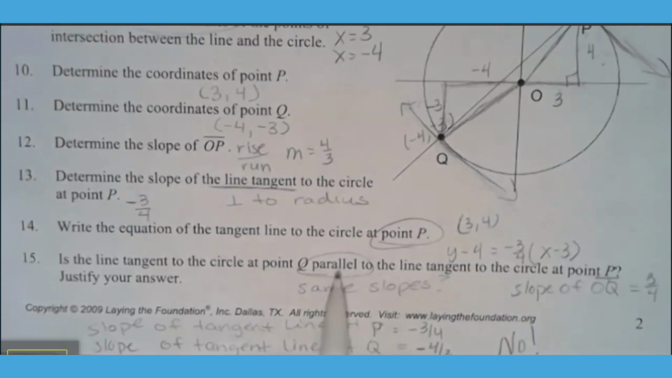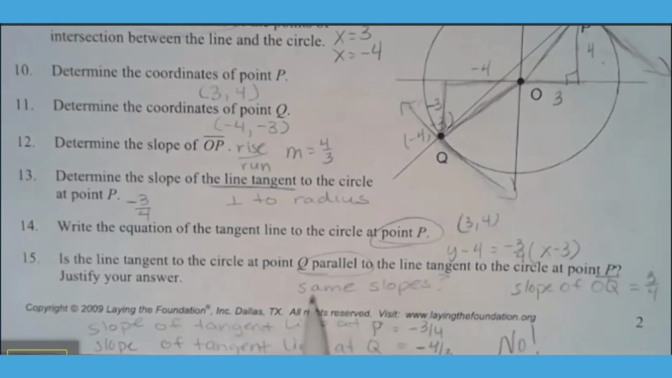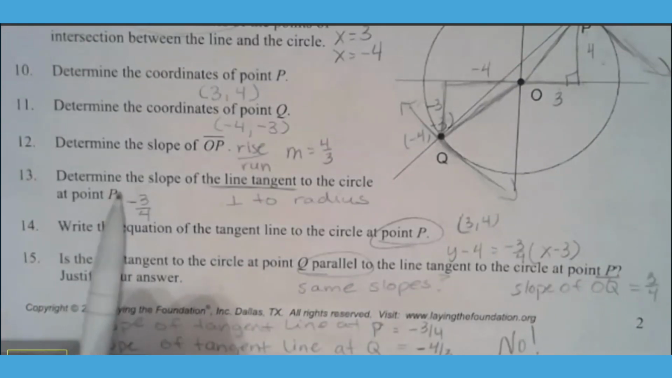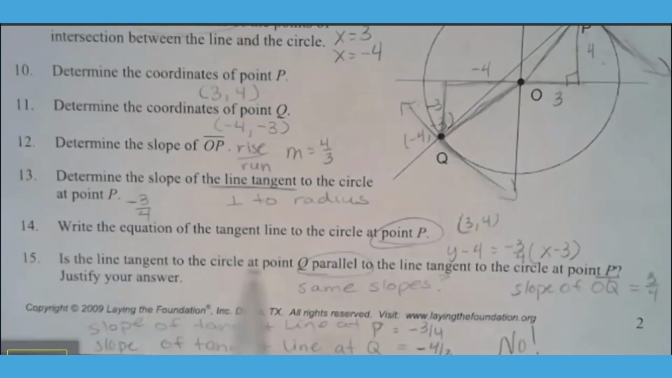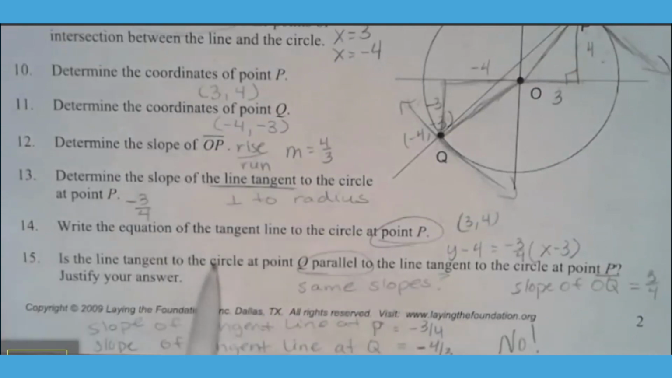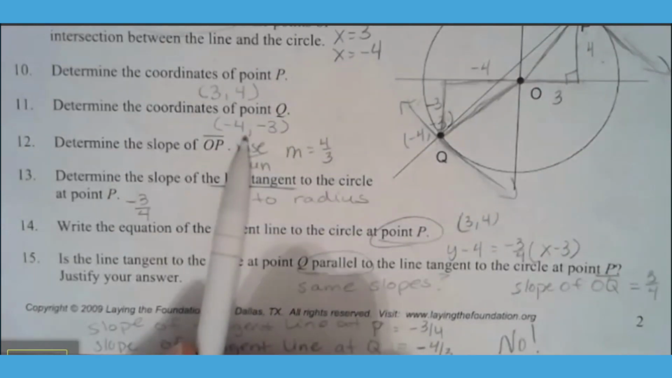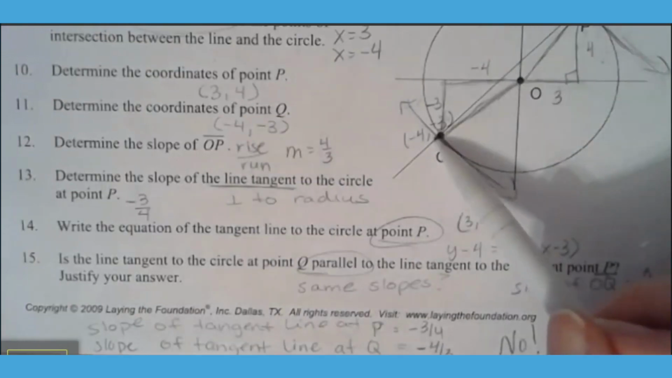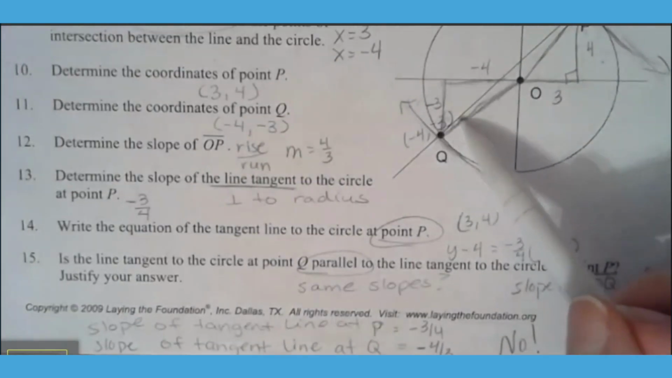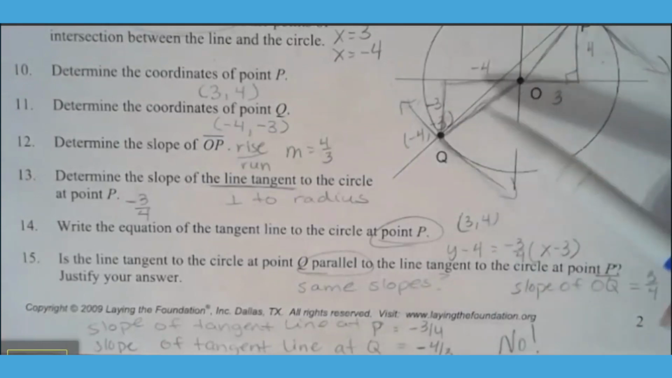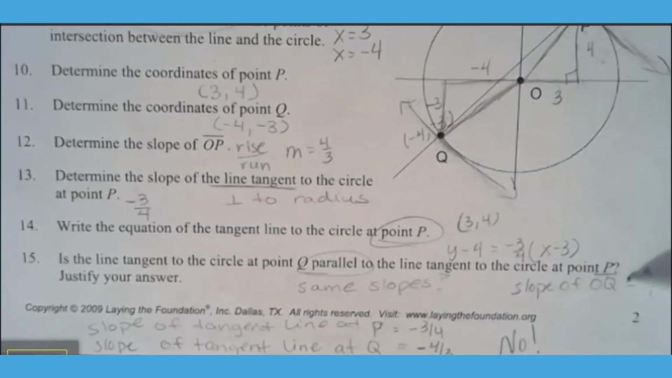If they want to know that the two lines are parallel, I need to figure out, do they have the same slope? Well, the slope of the tangent line at P, we've actually already determined here as -3/4. The slope of the tangent line at Q, I do not know yet, but I do know the coordinates of point Q are -4 and -3. So if I plot that and consider the line segment OQ, I'm able to use those coordinates to determine that the slope of OQ is 3/4.